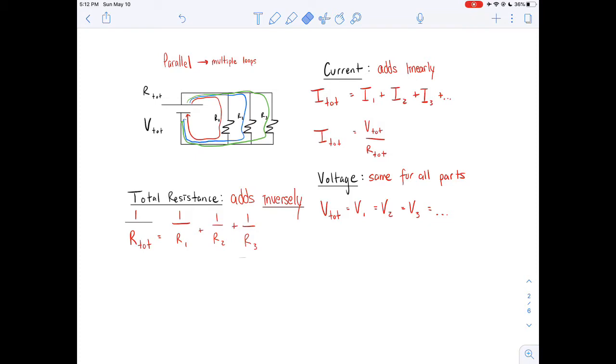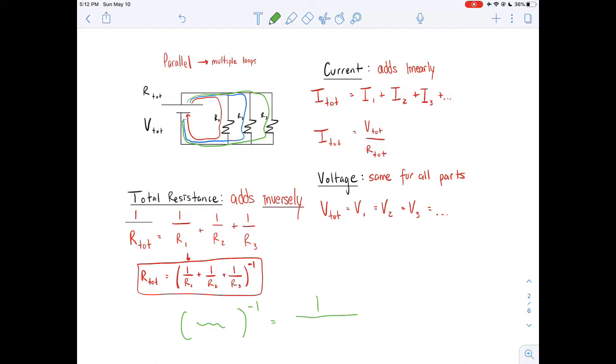So let's rewrite this in a way that's a little bit more simple for us to use and analyze. For the total resistance, you can actually add 1 over R1 plus 1 over R2 plus 1 over R3 plus however many other resistors you have in your circuit. Once you have added all of these fractions, you'll just take the inverse of that, which is the same as saying 1 divided by whatever that value was inside the parentheses. So we'll get some practice with that as well.